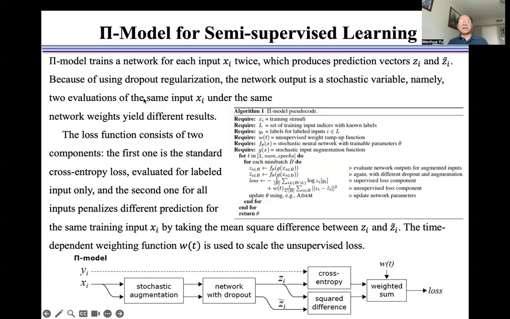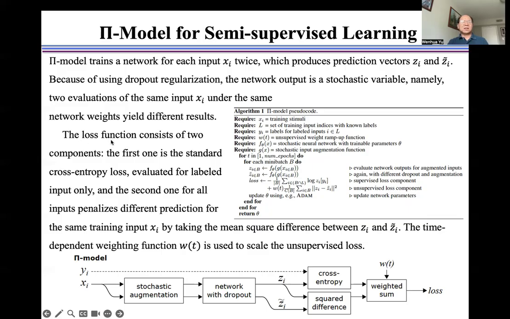Pi model trains a network for each input x_i twice, which produces prediction vectors z_i and z_i tilde. Because of using dropout regularization, the network output is a stochastic variable. Namely, two evaluations of the same input x_i and the same network weights yield different results. Here shows the Pi model.